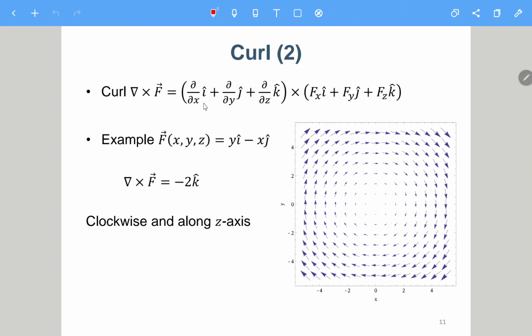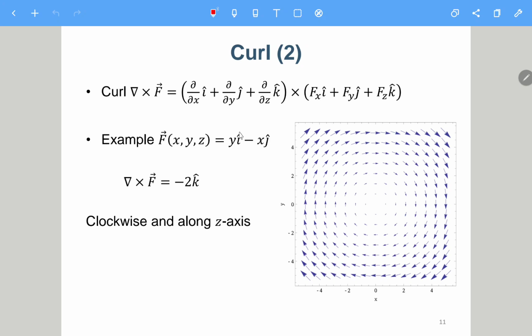Okay, so this is the expression, and here is an example for the curl operator. This is just an example, don't ask why it is like this. This is just an imaginary vector field F in x, y, z. Of course, it doesn't have any z component and doesn't have anything related to z, but it is still F of x, y, z.